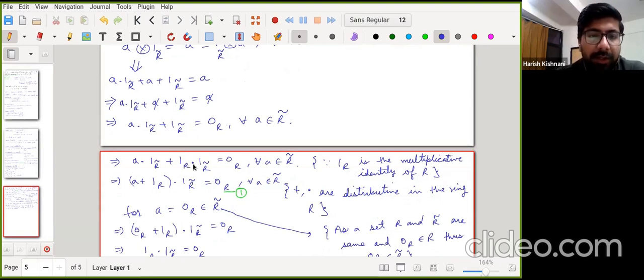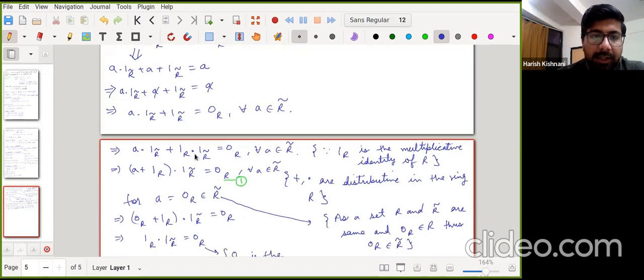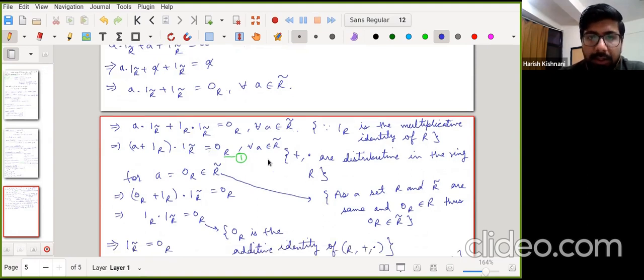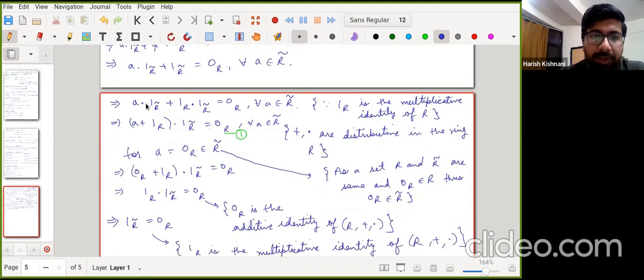Now, with respect to this dot multiplication, we have 1 of R as the multiplicative identity. So we can write 1 of R delta as 1 of R dot 1 of R delta. Then, as the original ring satisfies the distributive property with respect to this plus and this dot, we can just take this 1 of R delta outside on the right hand side, and in the bracket we keep 1 of R dot A plus 1 of R. This condition is what we get from the necessary and sufficient condition for an element to be the multiplicative identity.